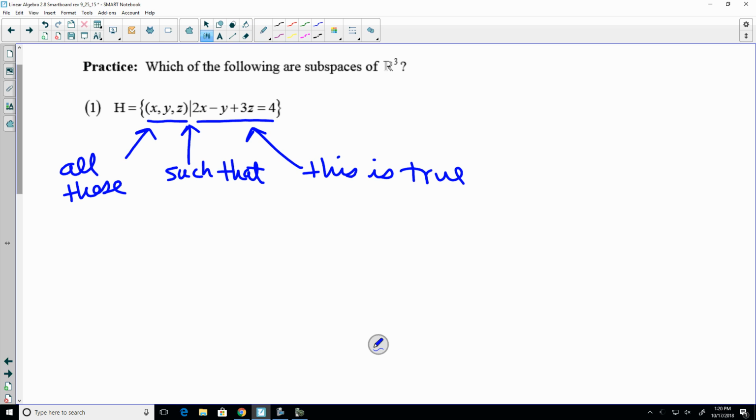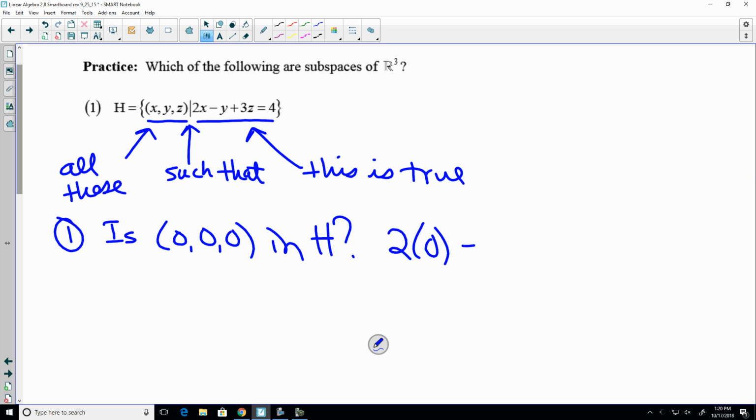So we're going to check the three properties. So number one, what's the first one? Zero vector. So is 0, 0, 0 in H? Somebody says no. What do you guys say? Well, 2 times 0 minus 0 plus 3 times 0 is not equal to 4. Right? So it's not in there. So the answer is no.